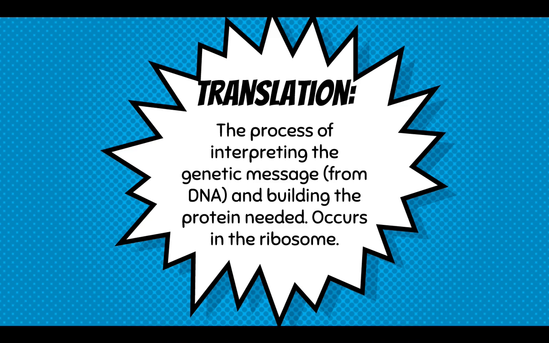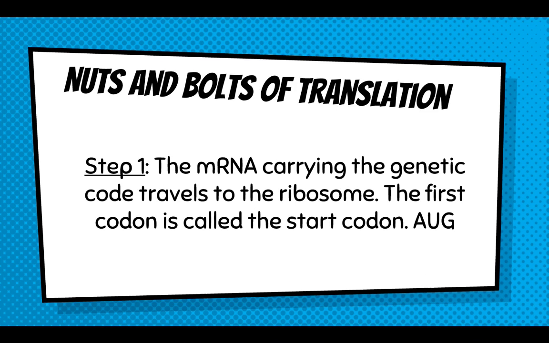and we use the ribosome to do that. So the very first step of translation is that the mRNA that just left the nucleus, that single gene, travels to a ribosome. Ribosomes are protein factories. It meets up with the start codon. The start codon is always and forever AUG. That's the very first codon on mRNA, which means to make the protein.